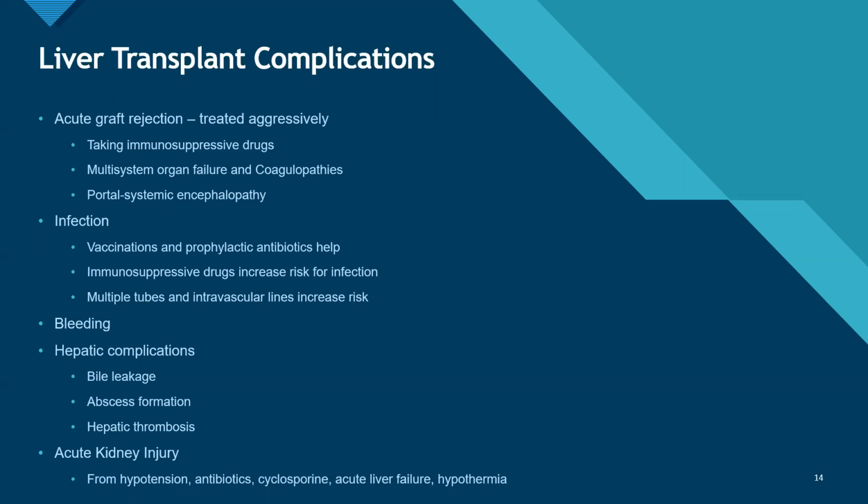Obviously, they're at risk for bleeding. Hepatic complications: they can have a biliary leak, they can have an abscess form, right? And hepatic thrombus, a clot that occurs just from the increased coagulopathy. Then acute kidney injury can happen from hypotension, antibiotics, cyclosporines, acute liver failure, and hypothermia. The longer the body, or the liver, is placed in that colder state, the more it decreases oxygenation to the kidney, so it increases the risk for injury.